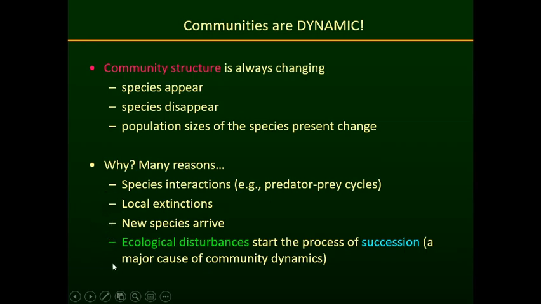And then there's this other factor here. This is something we haven't yet talked about, which is called ecological disturbances. I'll define this more formally in just a second, but disturbances are essentially when something affects an ecosystem to change up the availability of resources. That winds up having ripple effects through the ecosystem, through the community. And ecological disturbances start the process of succession, which I'll explain in just a moment.